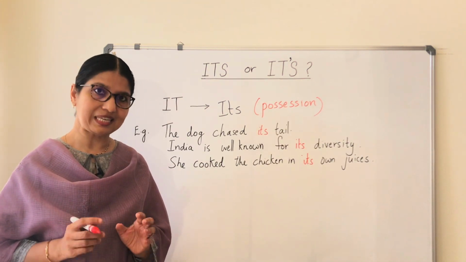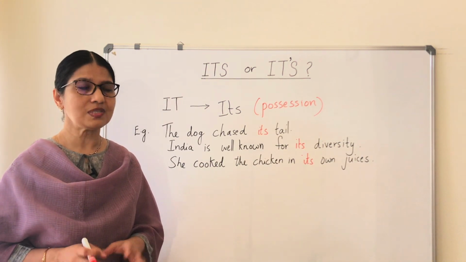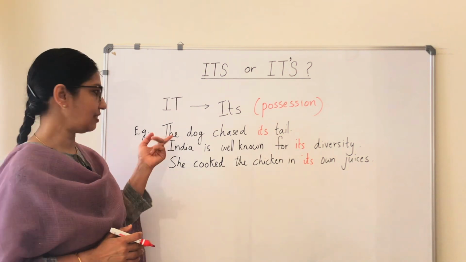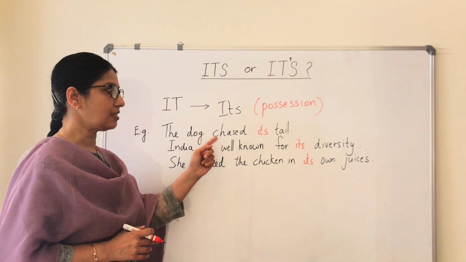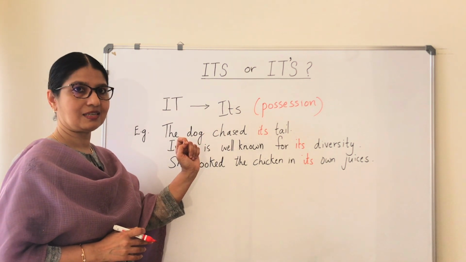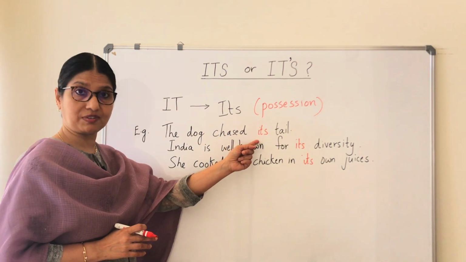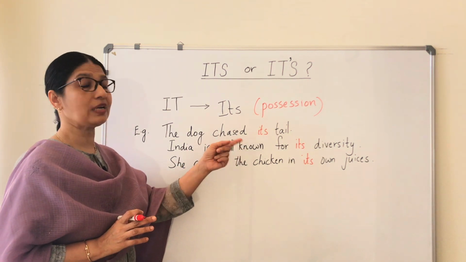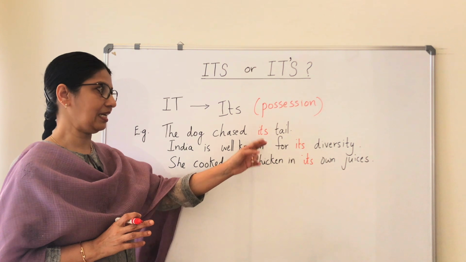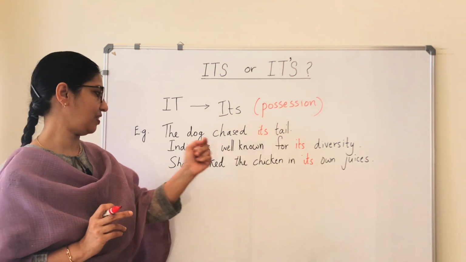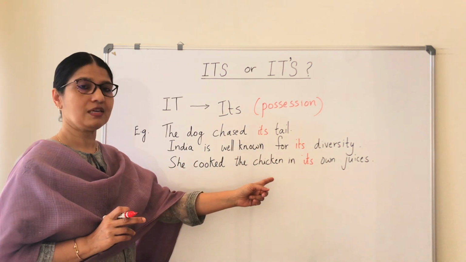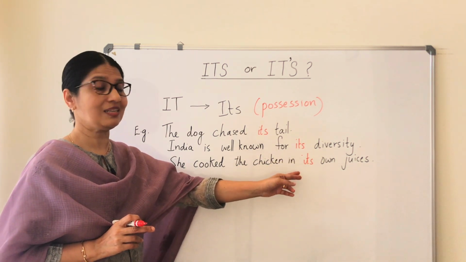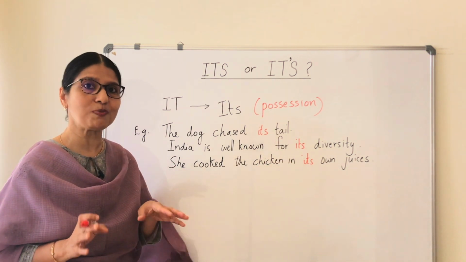Now let's take up some sentences in which we have used its to denote possession. Here is the first sentence. The dog chased its tail. Here I've used its without an apostrophe in order to show possession. India is well known for its diversity. Again, its without an apostrophe. She cooked the chicken in its own juices. See how I omitted the apostrophe in order to show possession.